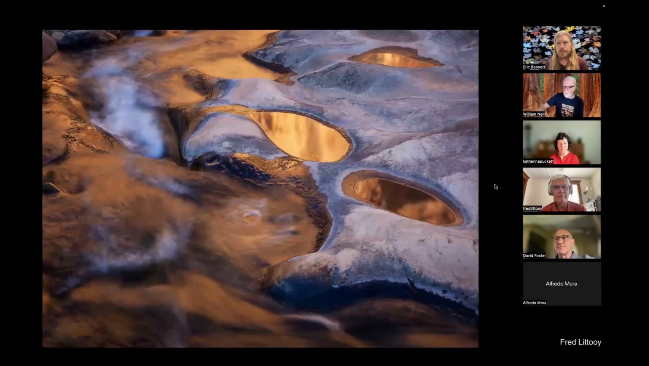I really like this image. And my biggest problem with it is that it's not mine. I wish it was in my portfolio instead. Thank you. I really love this kind of stuff with reflected light.